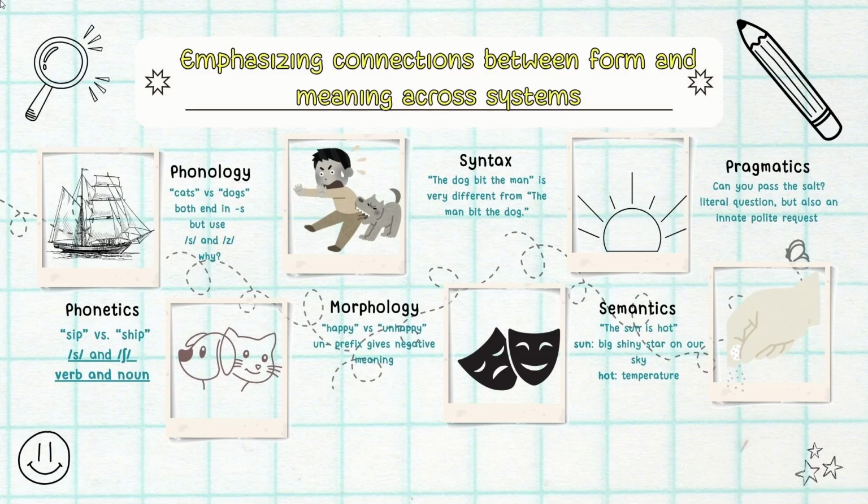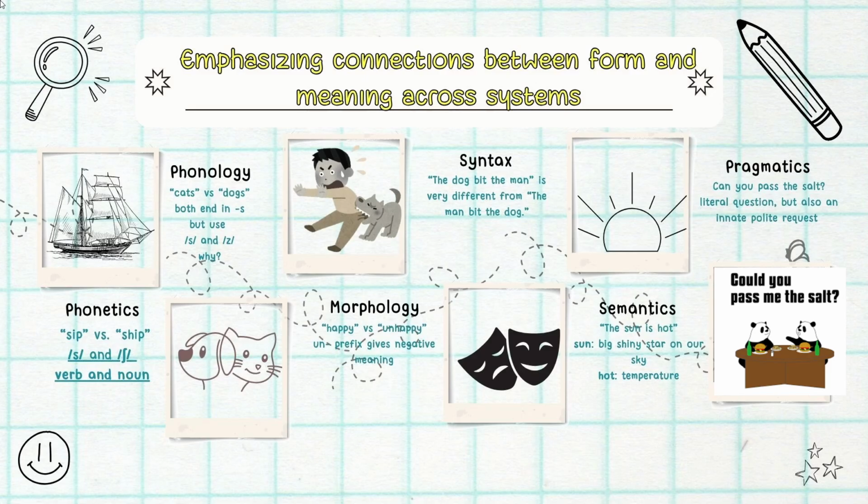So, semantics focuses on the literal meanings of words and how those meanings combine in sentences. So, for instance, in the sentence, the sun is hot, each word carries a meaning. Sun refers to the star, and hot describes temperature. When combined in that form, the sentence communicates a clear and true idea based on the meaning of the words. Pragmatics, on the other hand, looks at the meaning in context and how it changes depending on the situation or tone. Can you pass the salt is a question in form, but really it's a polite request.